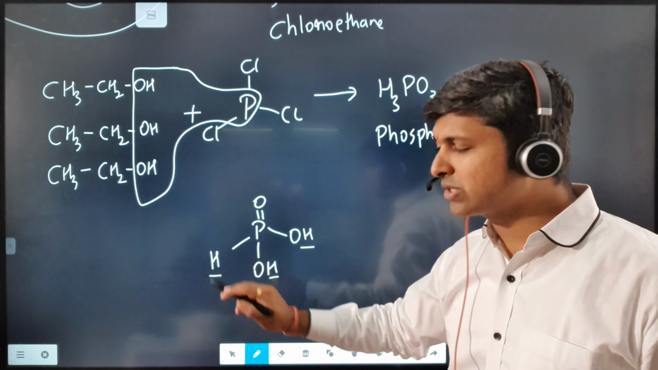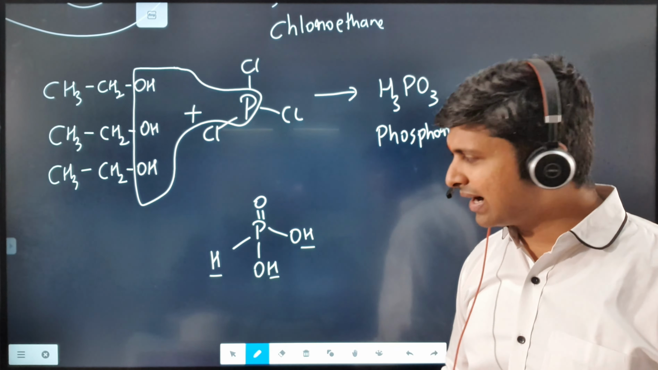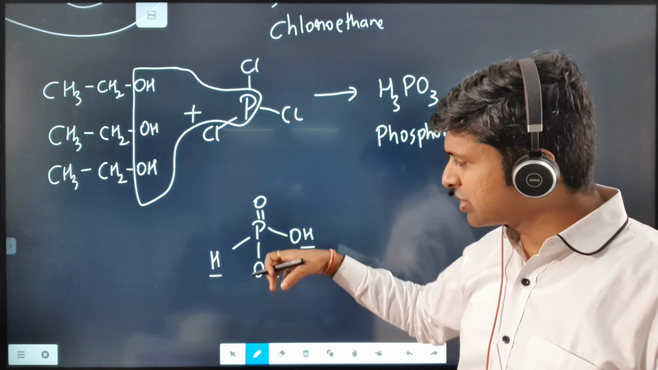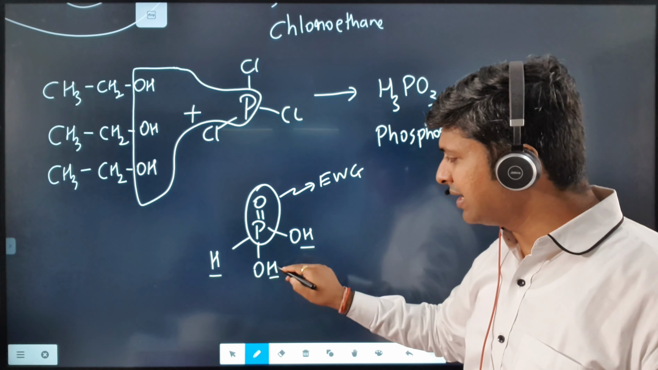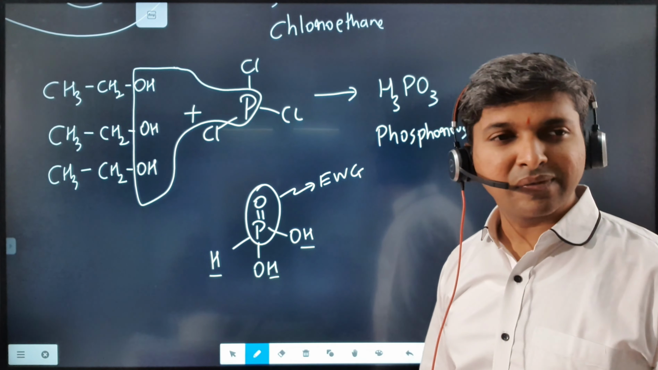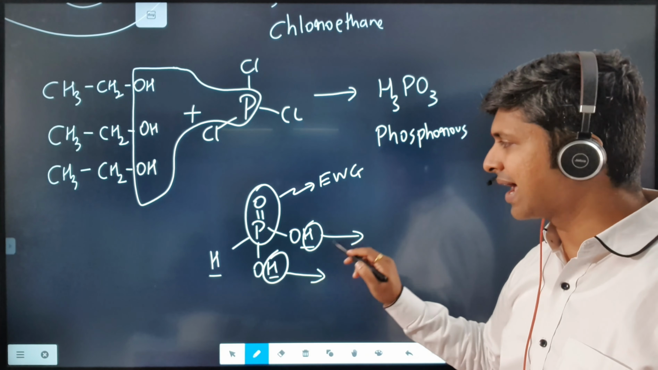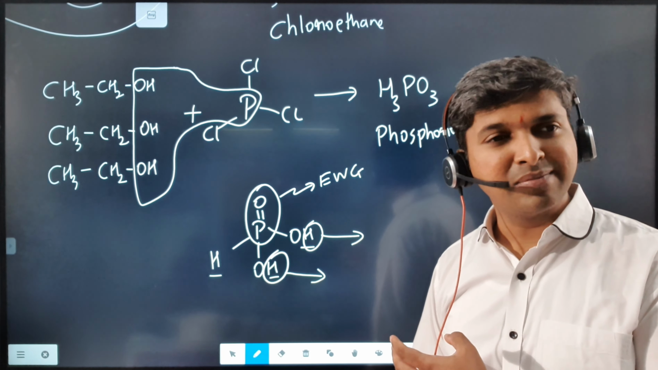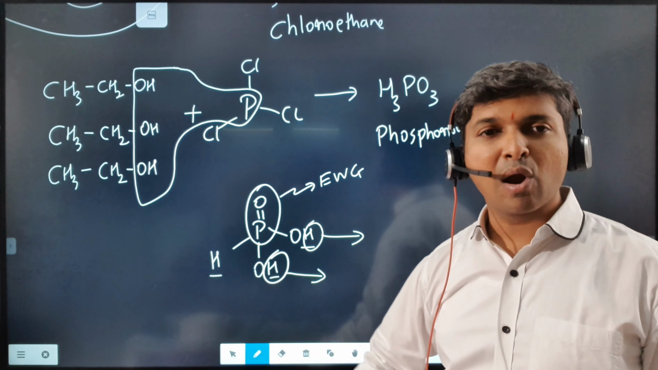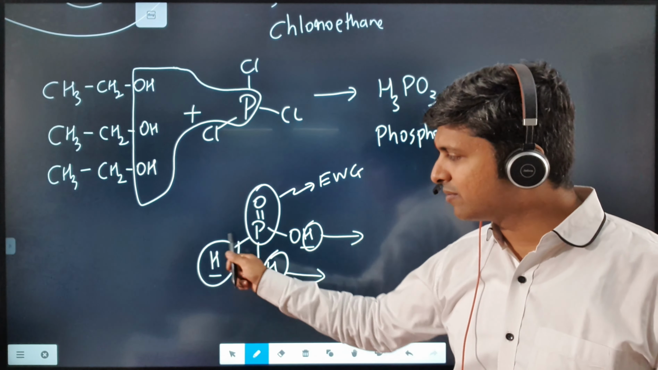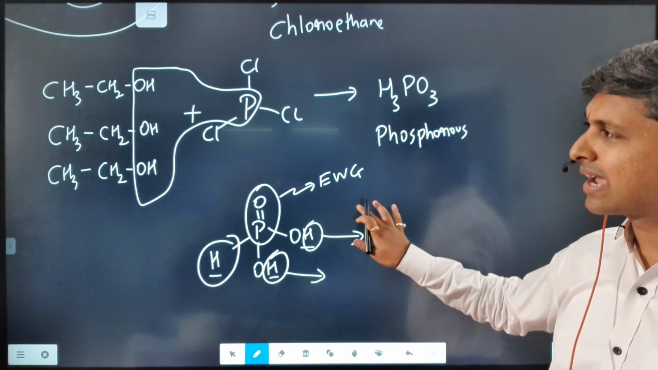So these 2 hydrogens can be donated. This 1 cannot be donated because it is not attached to an oxygen. So what happens when it is attached to an oxygen? Oxygen's electrons are getting pulled by this P double bond. P double bond is the electron withdrawing group over here. Then oxygen in turn gets polarized and pulls electrons of hydrogen, due to which it can release these 2 H plus ions, and because it releases 2 H plus ions, it is a dibasic acid. But this hydrogen is not attached to an oxygen, it does not get polarized, and hence it cannot be released. Therefore this becomes a dibasic acid instead of a tribasic acid.